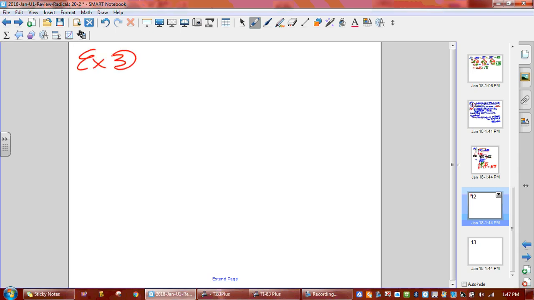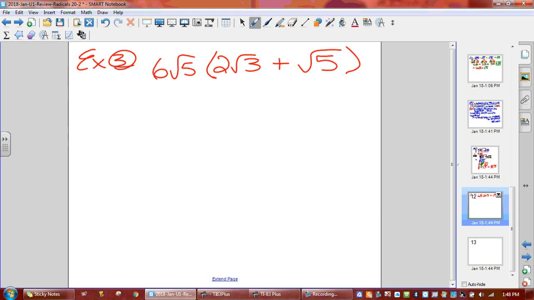So this one, you could do two ways. You just do simple distributive property, he multiplies to both. Or if you like to do the box method, it's a 1 by 2 box. I like the box method, so I'm doing it by the box. So 2 root 3 goes here, root 5 goes here, 6 root 5 goes out front.